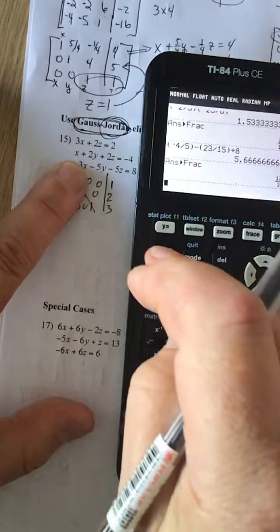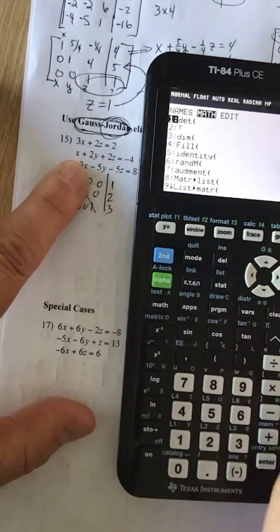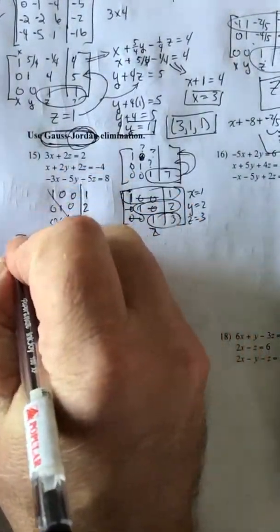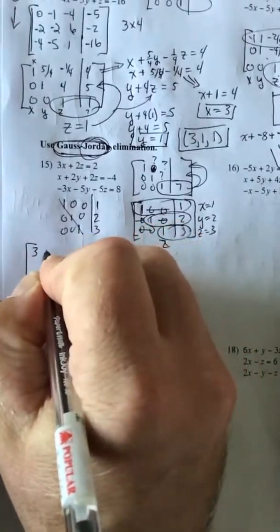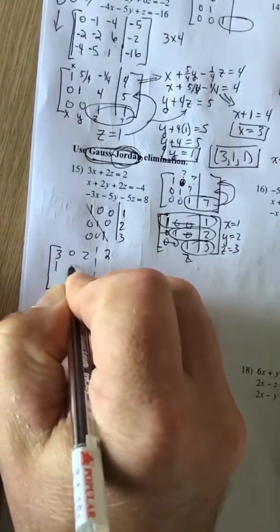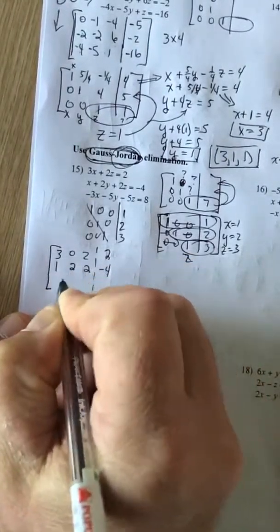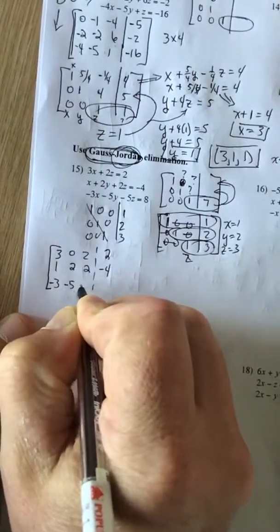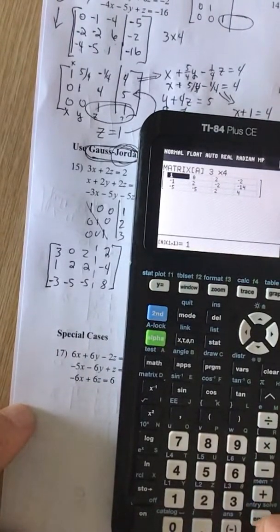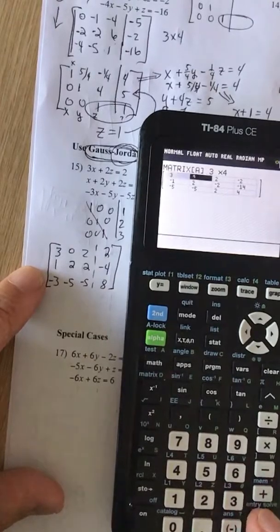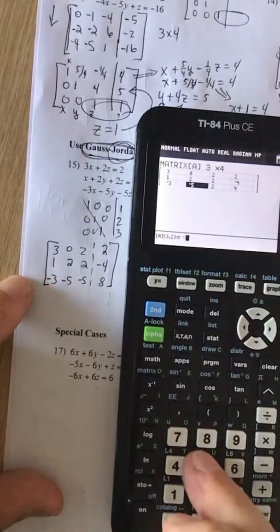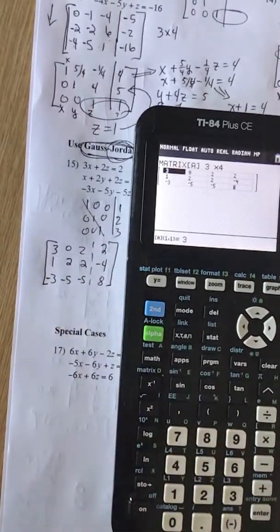So let's just put this one in. I'm going to go second matrix, edit, A. Okay, so here's my matrix. X is 3, Y is 0, Z is 2 with an answer of 2. X is 1, Y is 2, Z is 2. Answer -4, X is -3, -5, -5, and 8. So there's the matrix. It's a 3 by 4 again. So I've got a 3, a 0, a 2, a 2, 1, 2, 2, -4, -3, -5, -5, and 8.